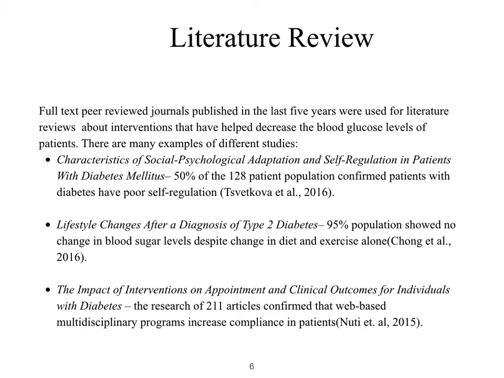Full-text peer-reviewed journals that were published in the last 5 years were used for this literature review. And they discussed many, many different interventions that were successful. So, a study done by Svetkova and Associates in 2016 about the characteristics of social psychological adaptation and self-regulation in patients with diabetes. So 50% of the 128 patient population that they had did confirm that patients with diabetes have poor self-regulation.